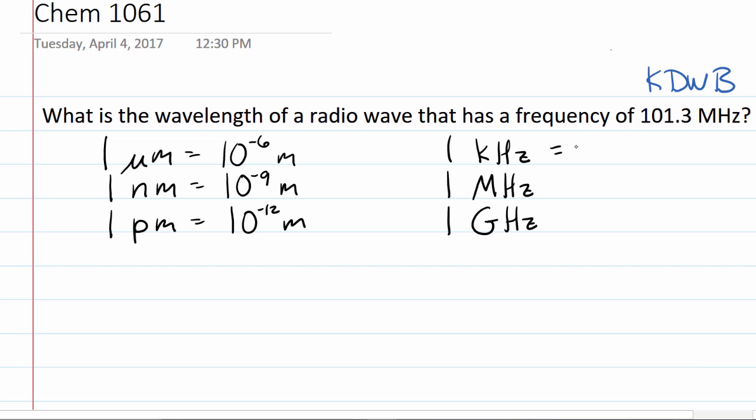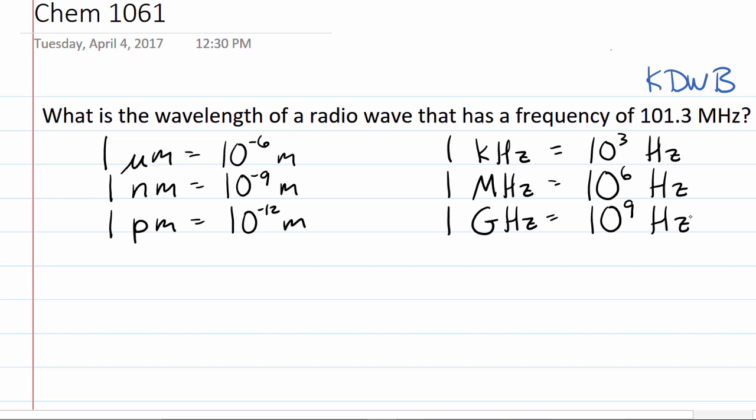The prefix kilo means 1,000, which is 10 to the 3rd. Mega means 10 to the 6th, which is 1,000,000. And giga means 10 to the 9th, which is 1,000,000,000. Okay, so these are some of the things that we should see. I think you should be familiar with these prefixes, especially when dealing with electromagnetic radiation.